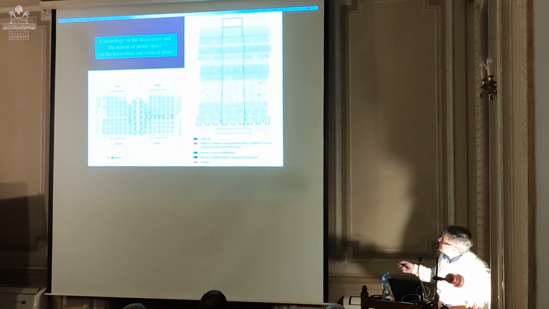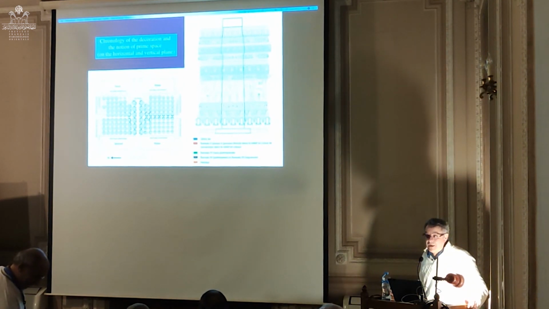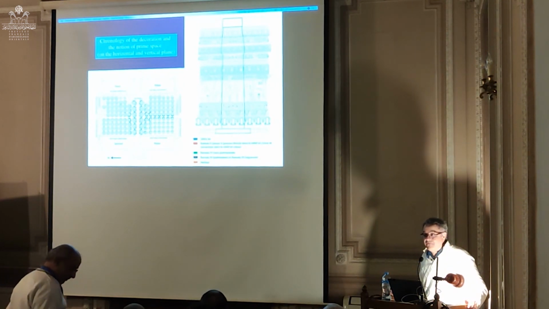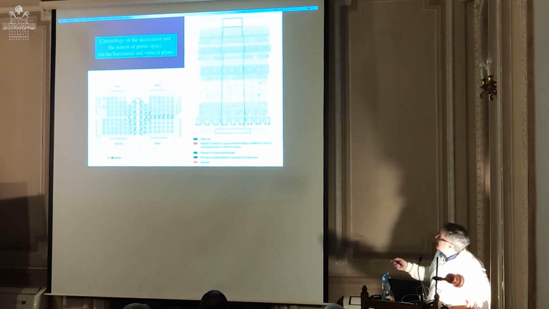So we have this on a horizontal plane: which areas inside the temple were carved first? We notice that the axial ways were the ones that were carved first and also recarved. So the palimpsest inscriptions that we have are strictly along the axial ways.